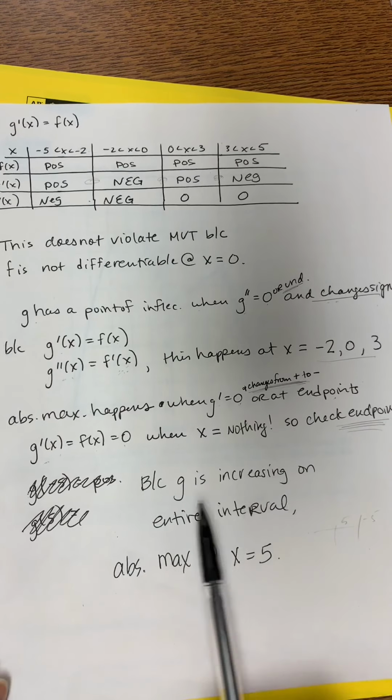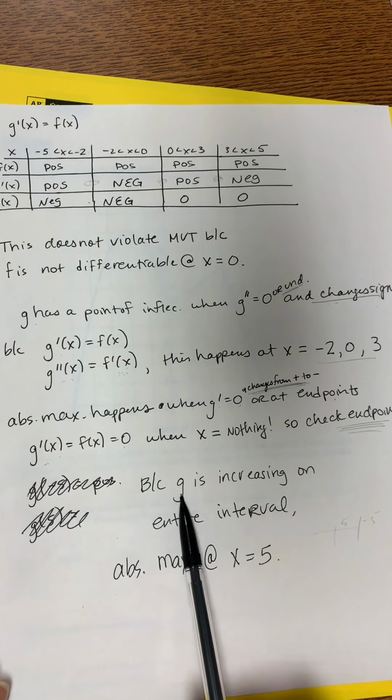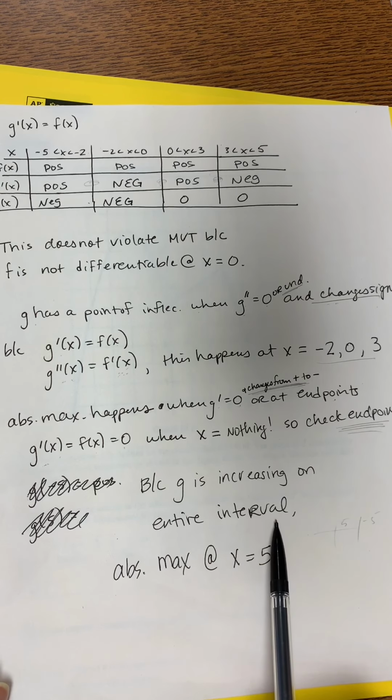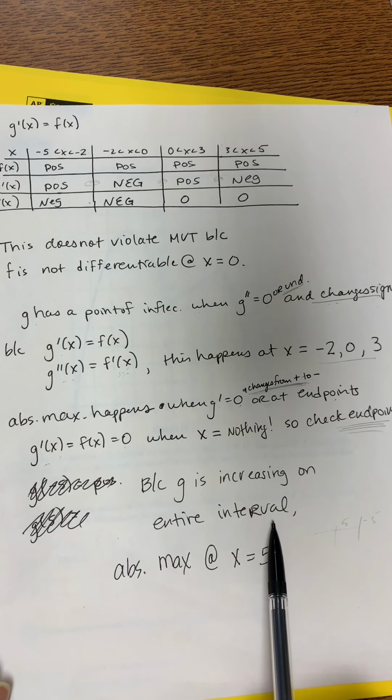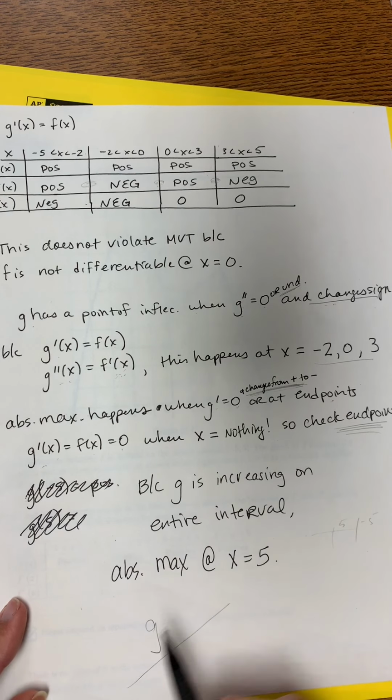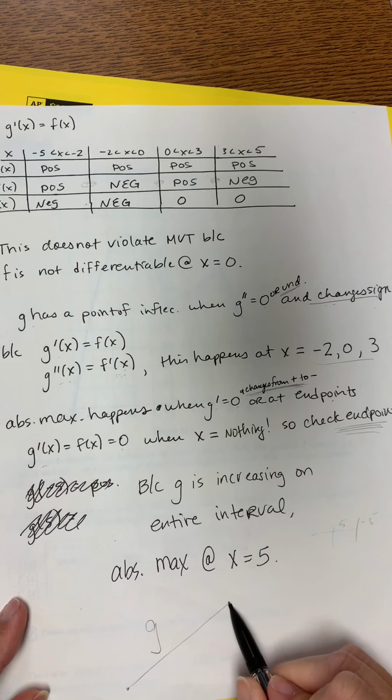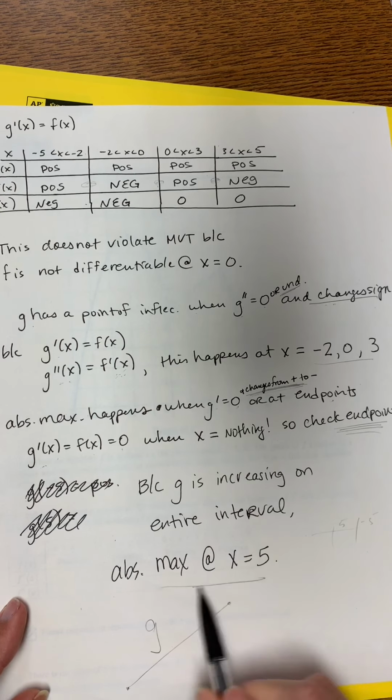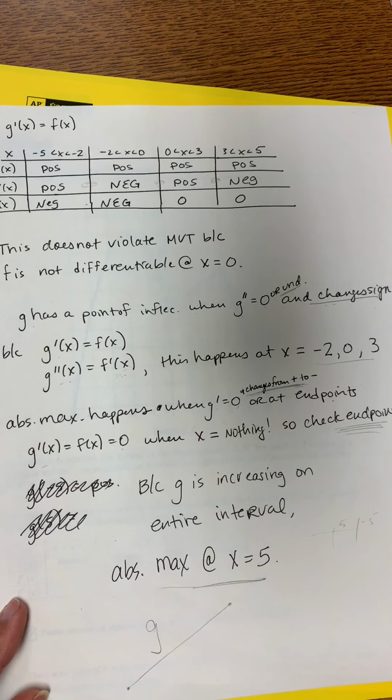But one thing I thought is, they tell me g is increasing on the entire interval. So where must the max happen? Well, if g is increasing the whole time, is the max going to be at the leftmost endpoint or the rightmost endpoint? It's going to be at the rightmost endpoint at x equals 5.